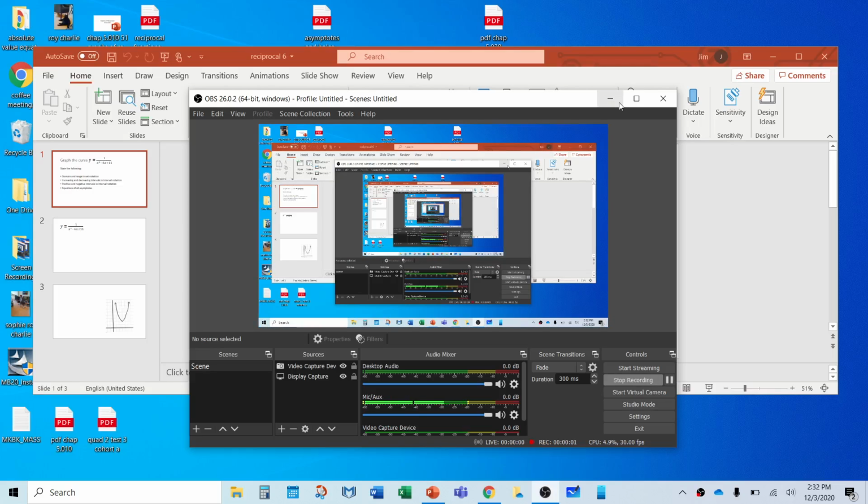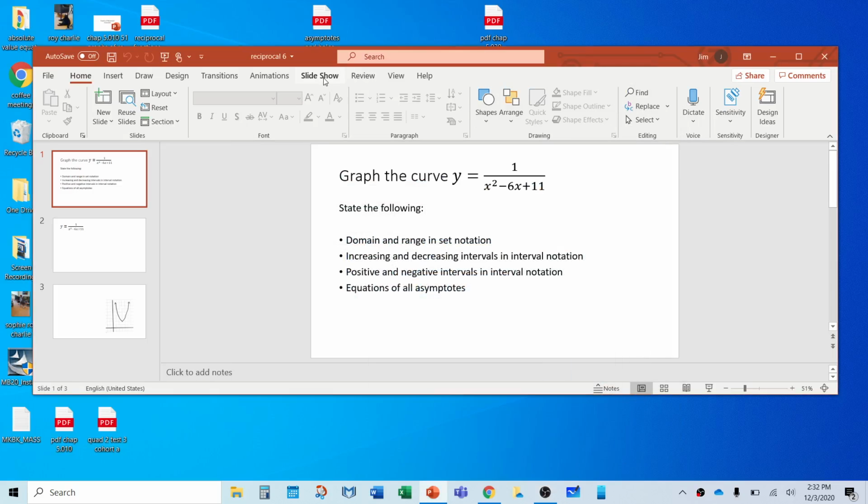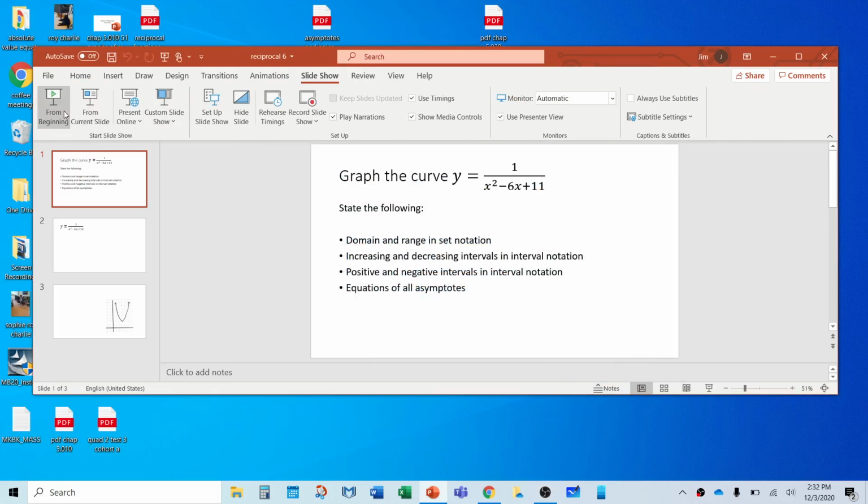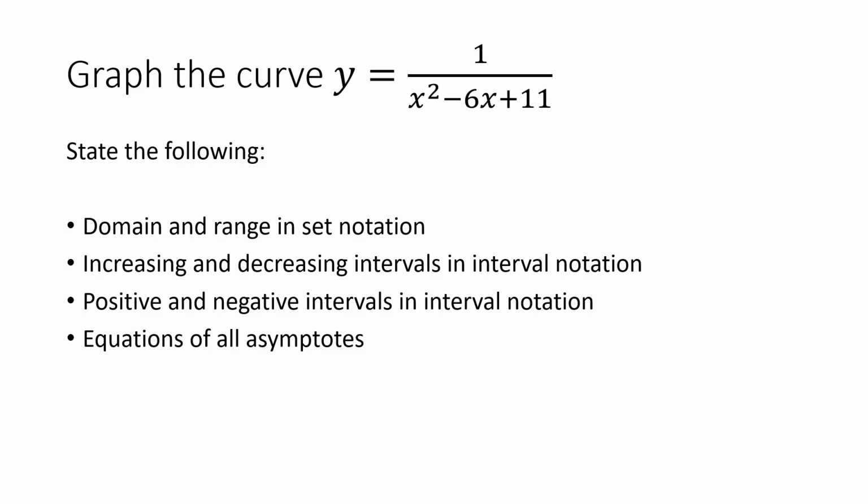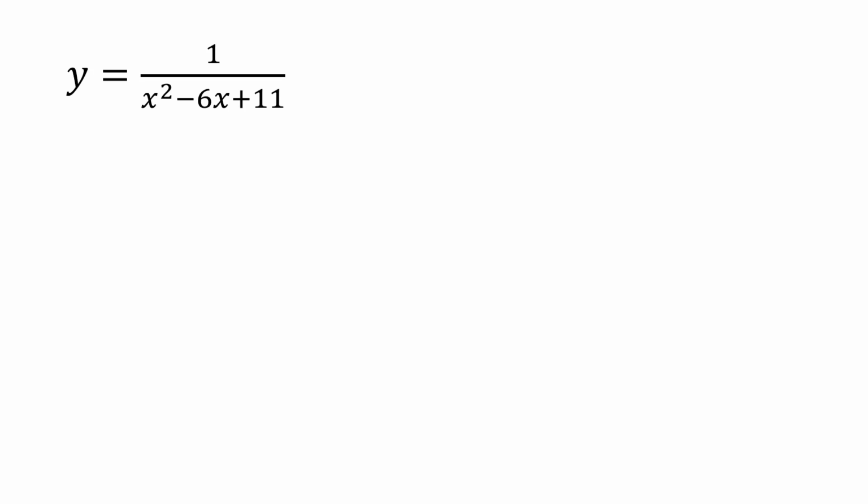In this video, we're going to graph the curve y equals 1 over x squared minus 6x plus 11. Now, in order to do this, we can begin by graphing the curve y equals x squared minus 6x plus 11. It's often helpful to have x-intercepts, so to determine those, we can use the quadratic formula.